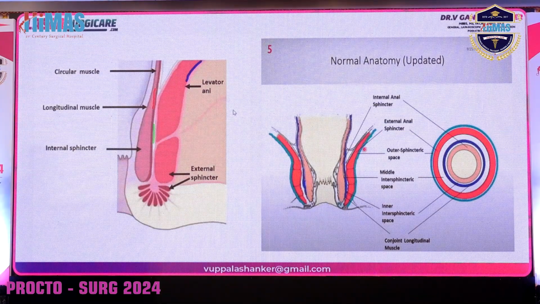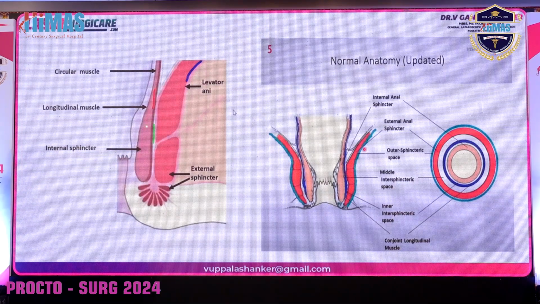Whenever your radiologist says intersphincteric collection, ask your radiologist. There are three potential spaces between the muscles. Between the internal anal sphincter and longitudinal muscle, there is an inner sphincteric space. And between the longitudinal muscle and external anal sphincter, there is a middle sphincteric space. Any infection from your middle sphincteric space will spread to a supralevator abscess.